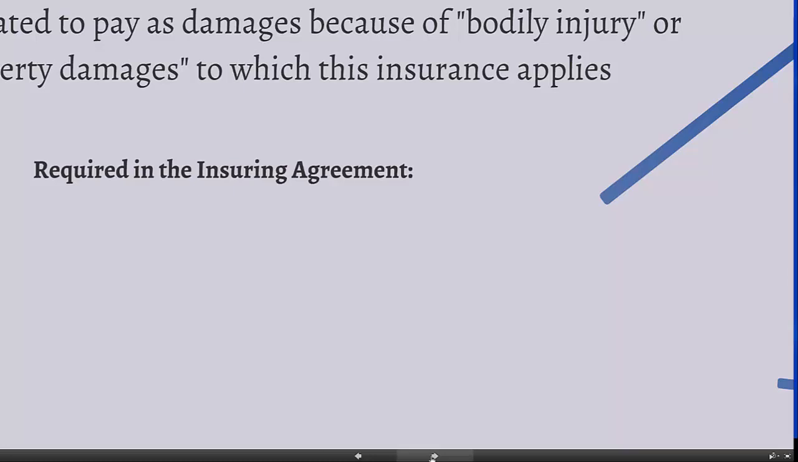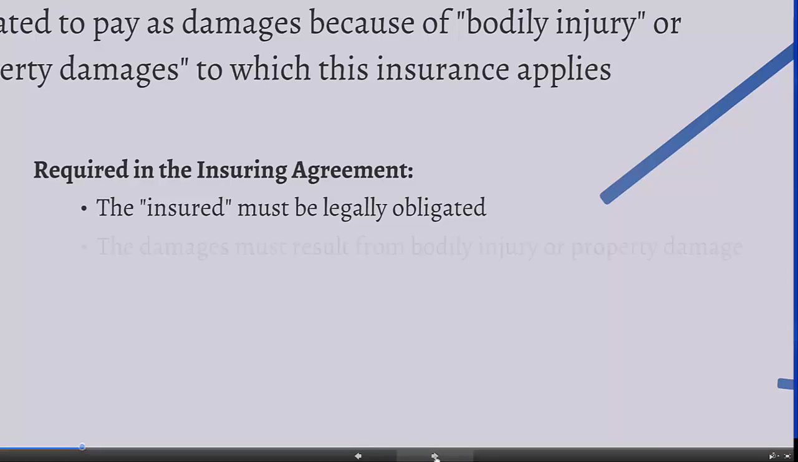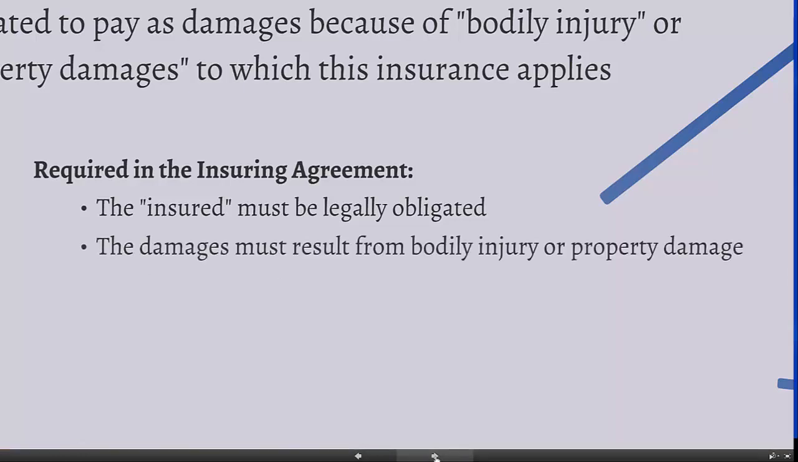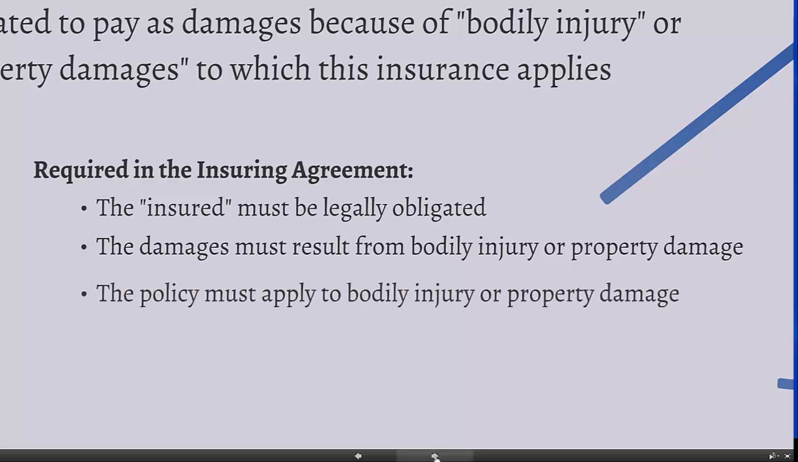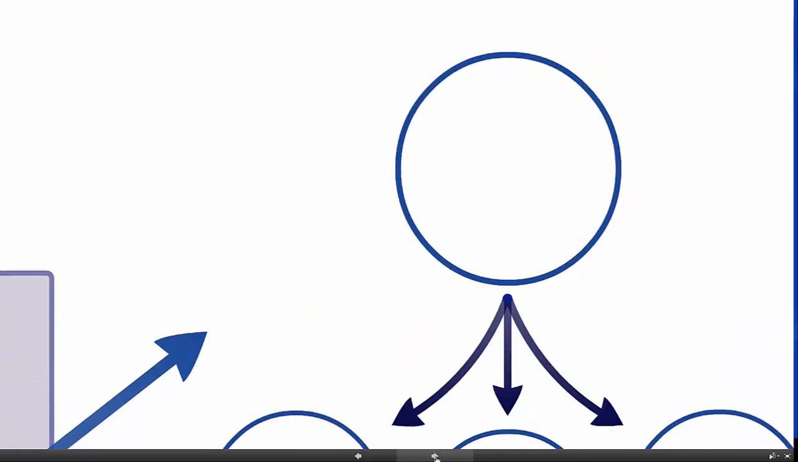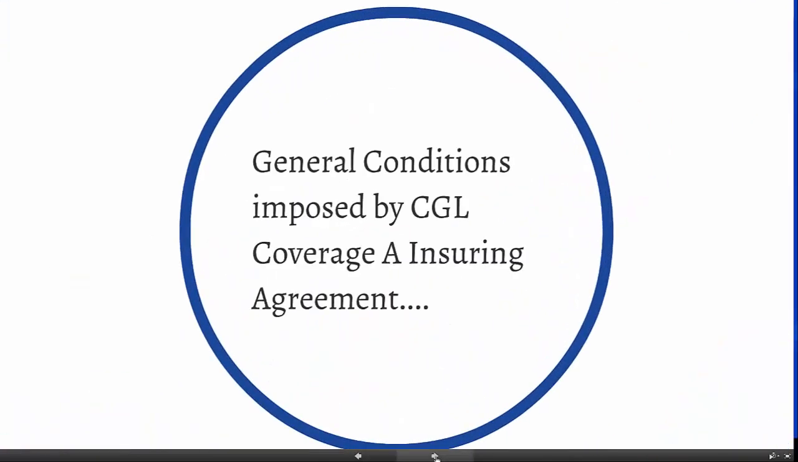So, 3 things are required in the insuring agreement. First, the insured must be legally obligated. The damages must result from bodily injury or property damage, and the policy must apply to bodily injury or property damage. Let's look at each one of these individually. So again, these are general conditions imposed by the CGL Coverage A insuring agreement.